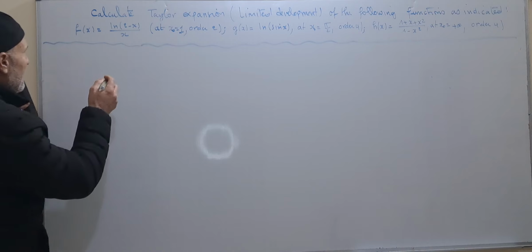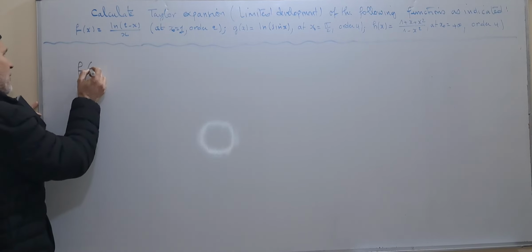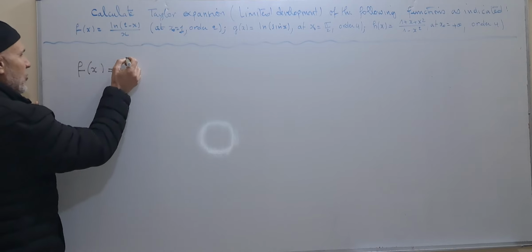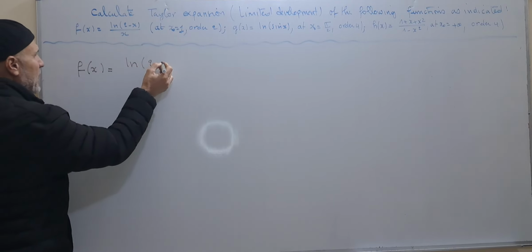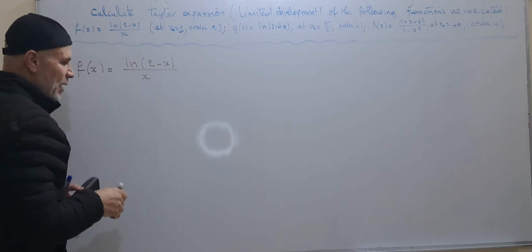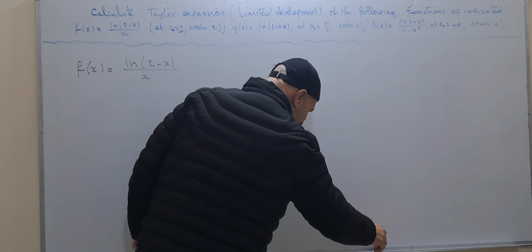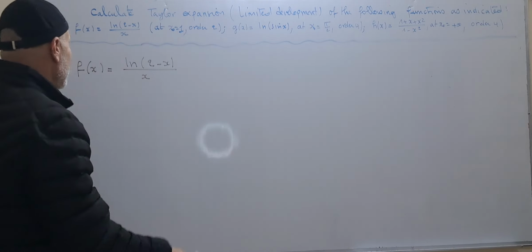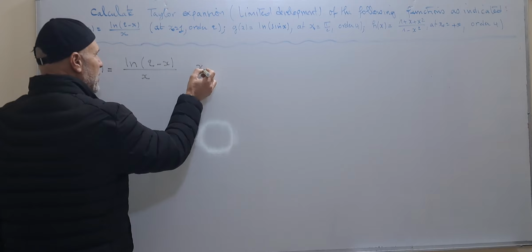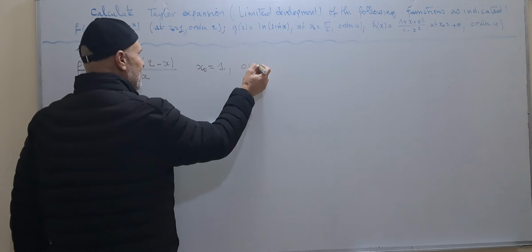Here we will practice on three functions, in different ways. The first one is the function f of x, which is equal to ln(2 minus x) over x. We will propose the Taylor expansion for this function at the point x0 equal to 1, and the order 2.